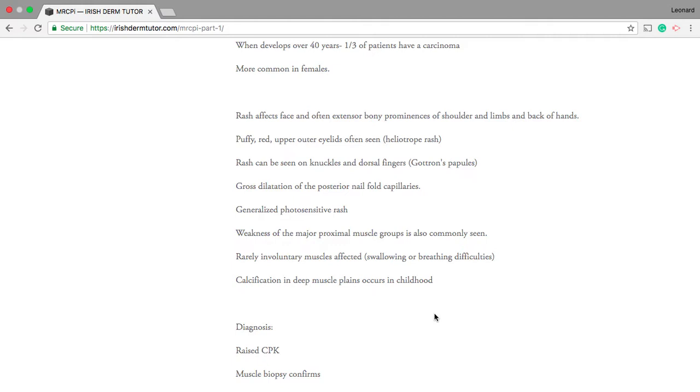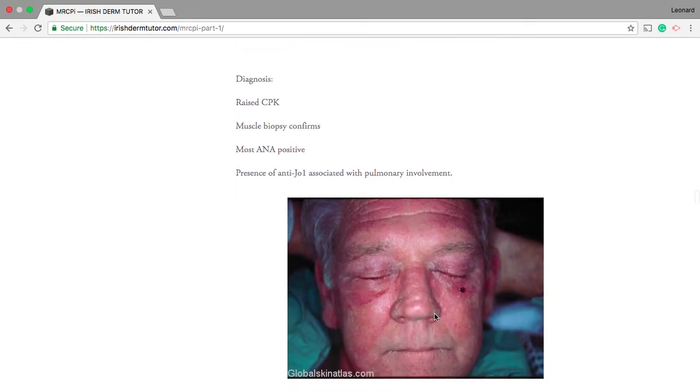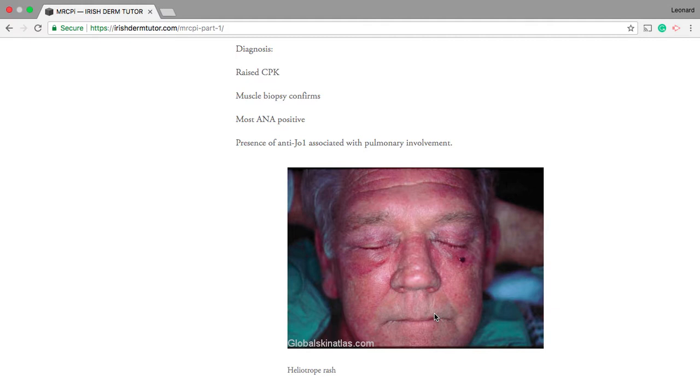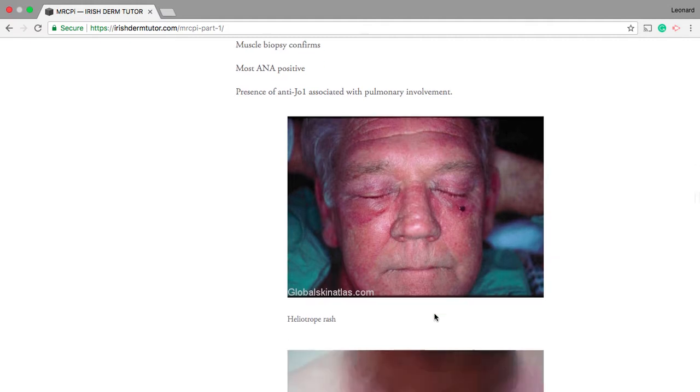Rarely you can get calcification, which could be painful, but this is often in childhood and it's often in the deep muscle planes. So, in regards to diagnosis, you'll do a creatine kinase, which will often be elevated. A muscle biopsy will confirm the diagnosis. With regards to antibodies, most patients will be ANA positive, and it can also be associated with positivity of anti-Jo1 and other antibodies, which I won't go into here. But the presence of anti-Jo1 is often associated with pulmonary involvement. So basically, you can get pulmonary fibrosis.